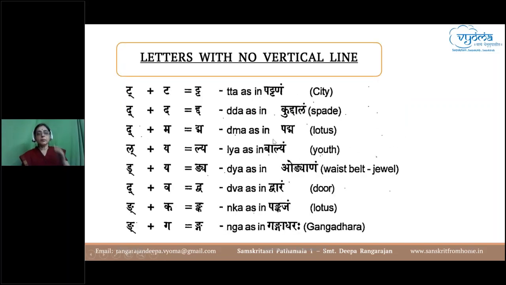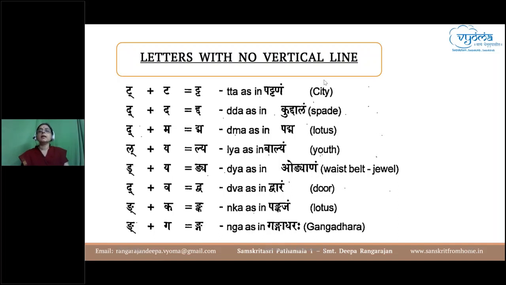Next, we'll see some words with no vertical lines. So sometimes they are written one on top of the other. We also saw some similar looking forms where double dakara is one. Dakara, dakara, the, and tra, and this, and then the dra. You should be careful while identifying these letters.